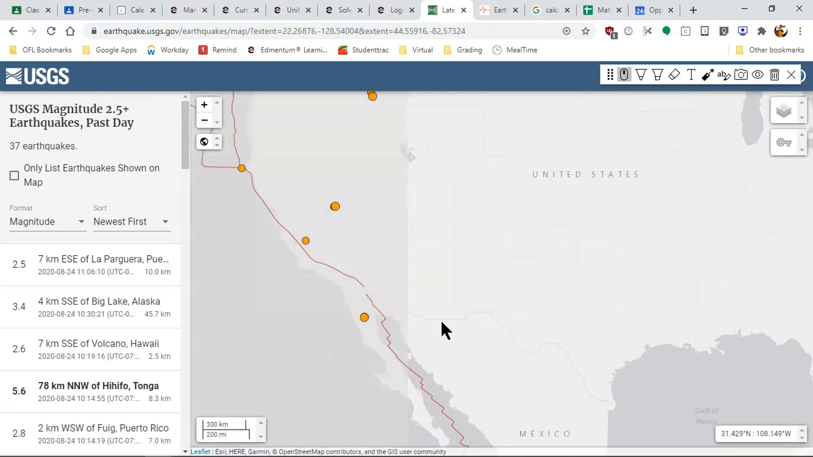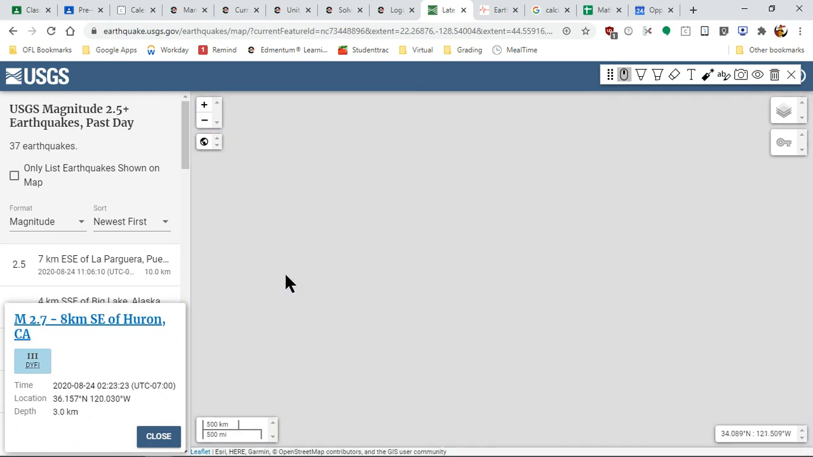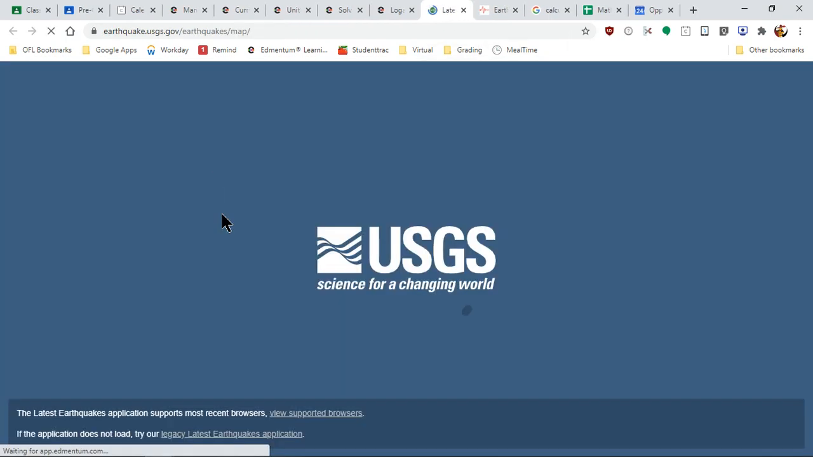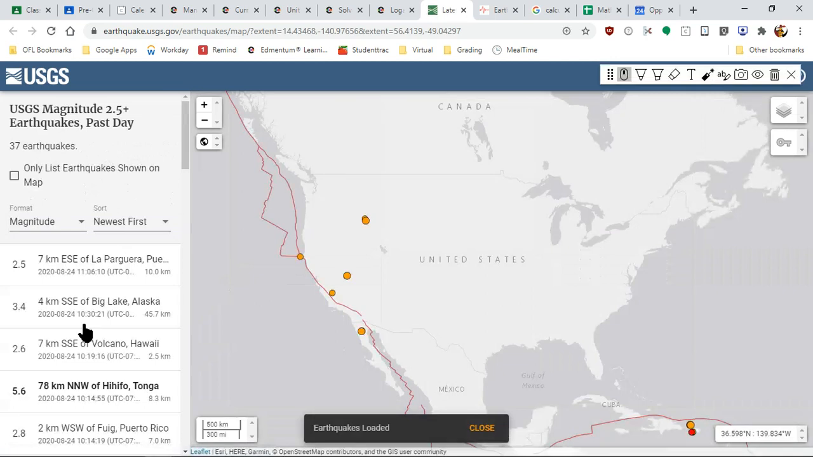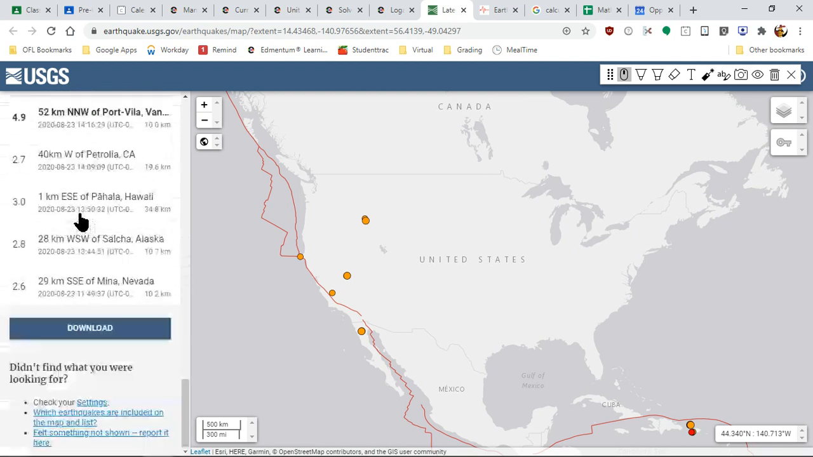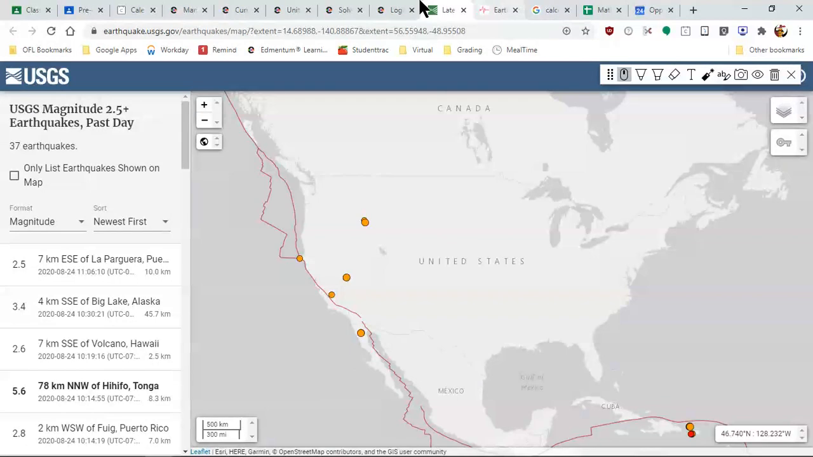What are they trying to do here? I don't understand what they're trying to do. How do I look at the last 7 days? Let's see what they want us. Go to the world map and start animation. So I'm going to erase this and start the animation. How do I start the animation? Does anybody see how to start the animation? Yeah, I don't see one either.